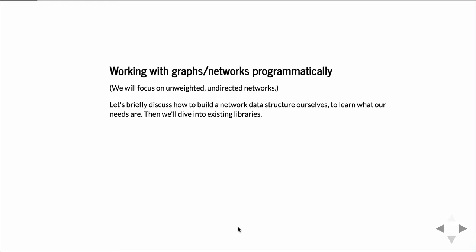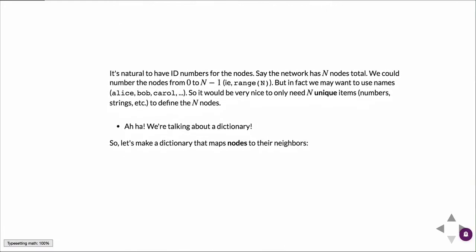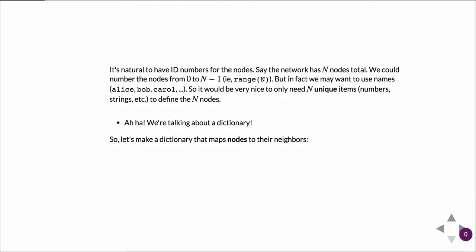So to get started, just like with numeric or tabular data, which has a design matrix, right? We need a data structure to store our network data. So we're going to have to store it in Python in some way. And we want to interact with it easily and write it out to files, right? To share between different programs. Those are our requirements.